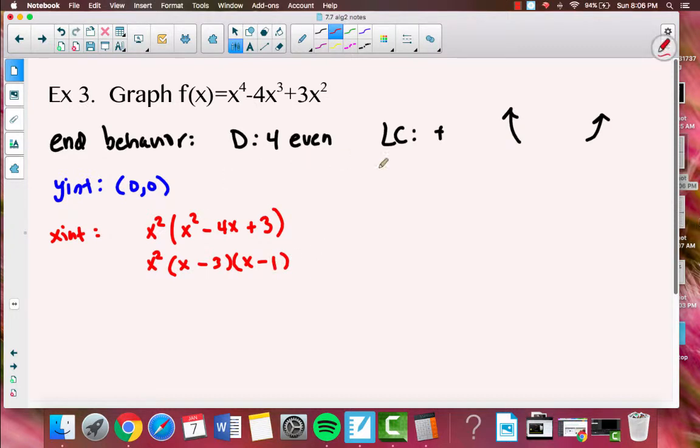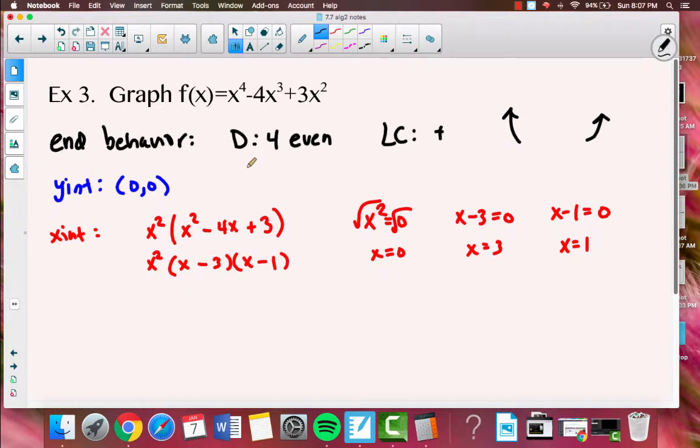So now I have to go ahead and set each thing equal to 0. So I'm going to set the first thing equal to 0. So x squared equals 0. And I'm going to set the next thing equal to 0. So x minus 3 equals 0. And I'm going to set the last factor equal to 0. And then I'm going to solve each of these. Well, the first one, if I take the square root of both sides, I'm just going to get x equals 0. And the next one, if I add 3, I'm going to get x equals 3. And then the last one, if I add 1, I get x equals 1.